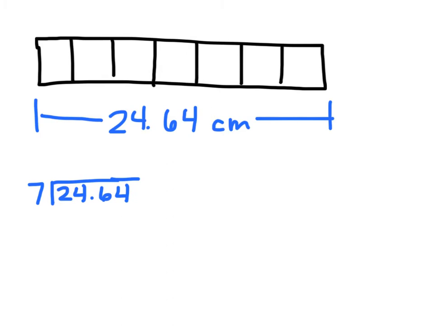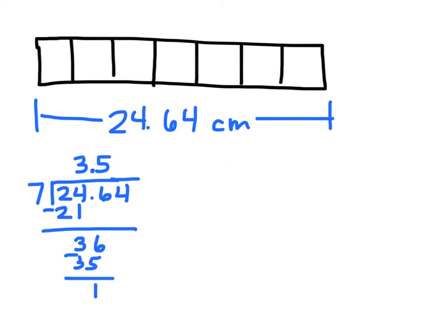Let's see, 7 goes into 24 3 times. That gives us a remainder of 3. Let's bring down our 6. Don't forget to bring up that decimal point. 7 will go into 36 5 times, giving us a remainder of 1. Let's bring down that 4. And 7 goes into 14 twice. Okay, so each box is a width of 3 52/100 centimeters wide.